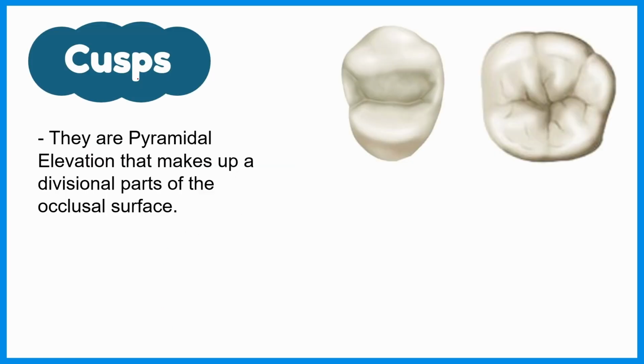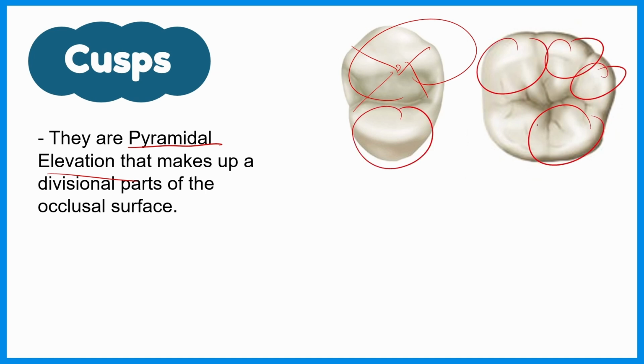So for the elevations, we've got cusps. A cusp is, by definition, a pyramidal elevation. So it's just an elevation that looks like a little pyramid. So this is a cusp, that's a cusp, that's a cusp. It's just a pyramidal elevation that makes up a divisional part of the occlusal surface. And these cusps are named according to their location. So this one's called the buccal cusp. This one's called the lingual cusp.